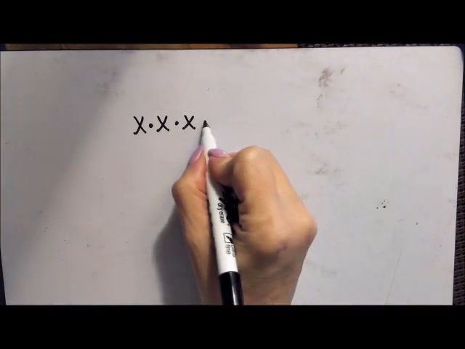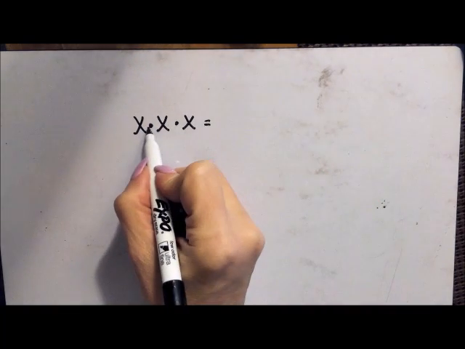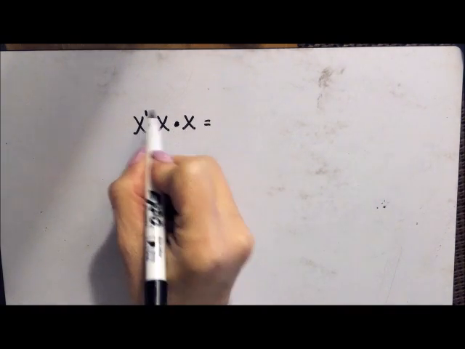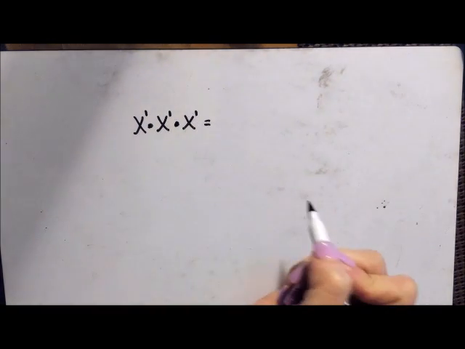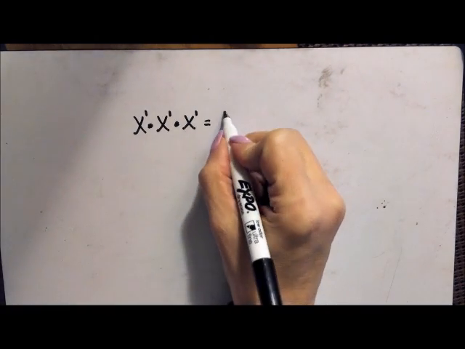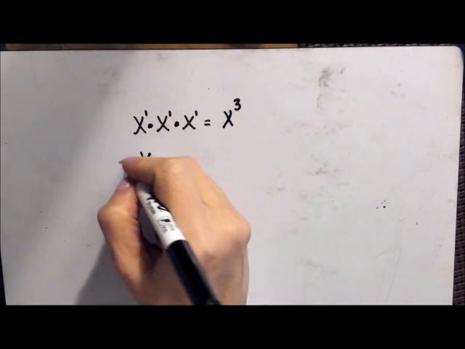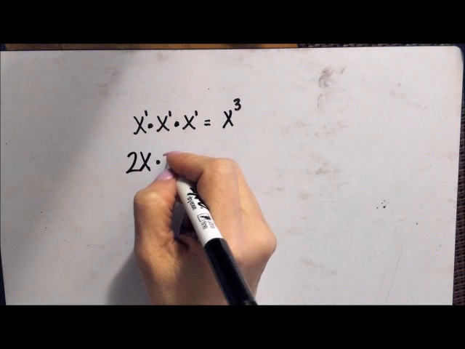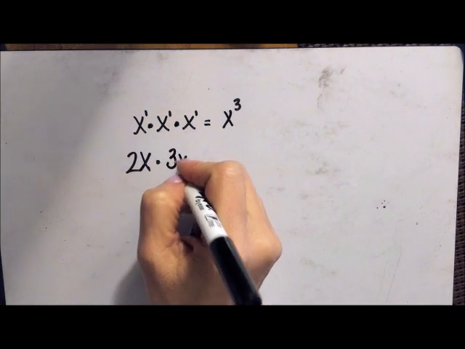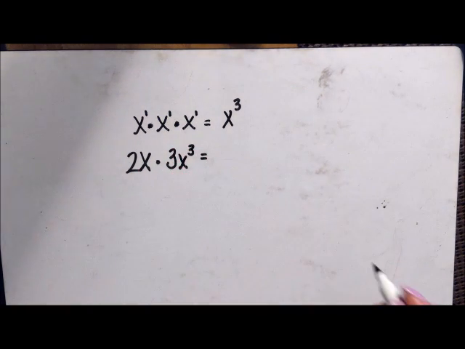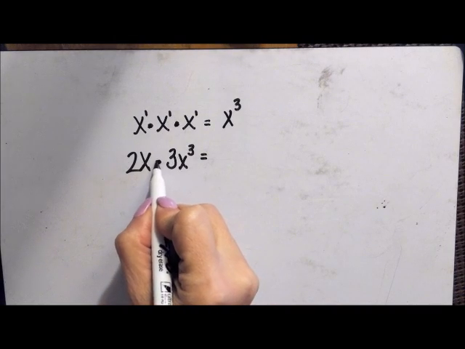You want to shorten it. It's not 3 x's. You're multiplying, so you're counting. All of these are to the first power. How many x's are there? There are 3. Okay? If I have 2x times 3x cubed, you're multiplying first and foremost.